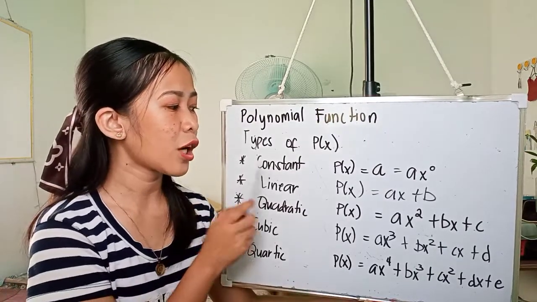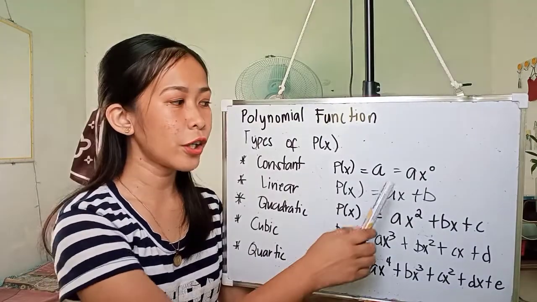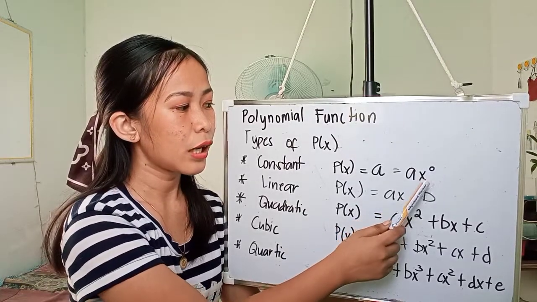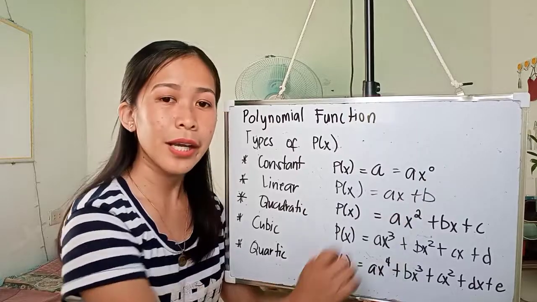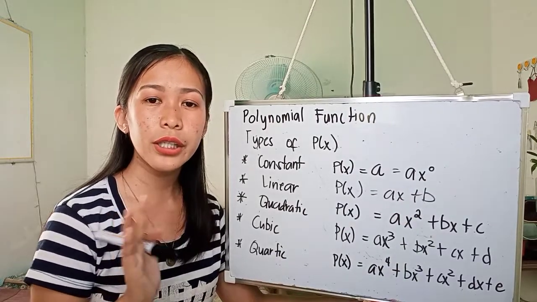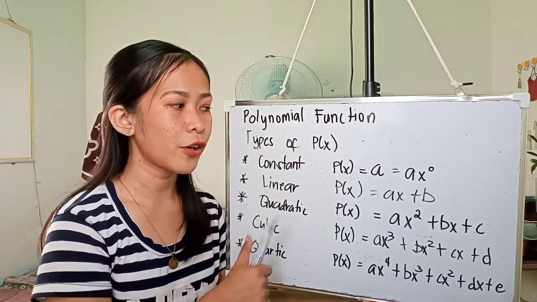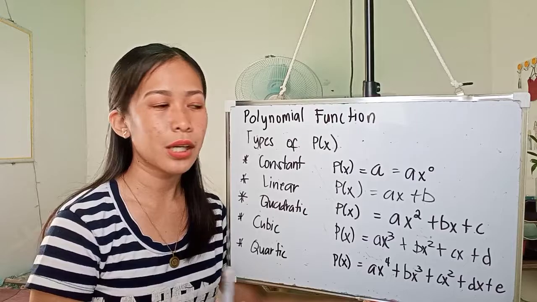So, when we say constant, ito yung function na whole number lang talaga siya. Or, ito yung wala siyang kasamang variable. For example, we have a times x raised to 0. X raised to 0 is equal to 1. Therefore, there is no variable or literal coefficient na meron kay constant. Kasi, simply, a whole number lang talaga siya.